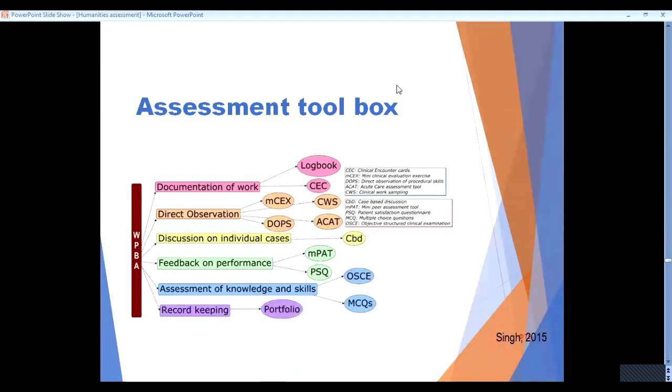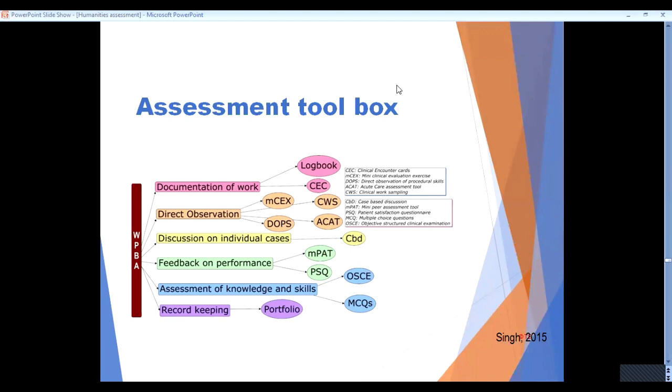So basically, you just ask the student to interact with the patient, and you keep the checklist with you, and go on taking it and go on giving feedback also. Now, this assessment toolbox is for the does level, that is the workplace-based assessment. And you can see various tools have been written here.